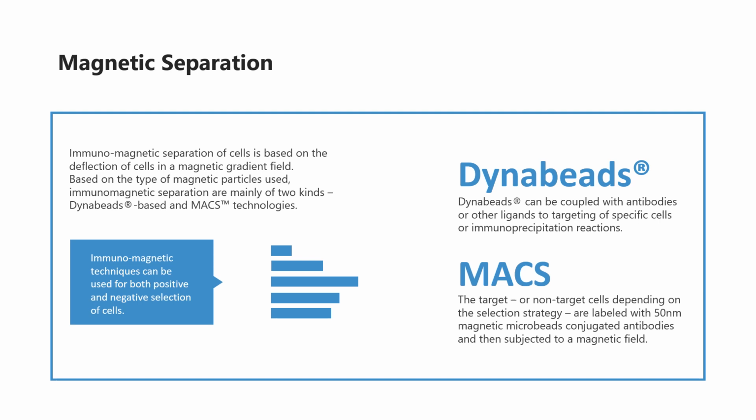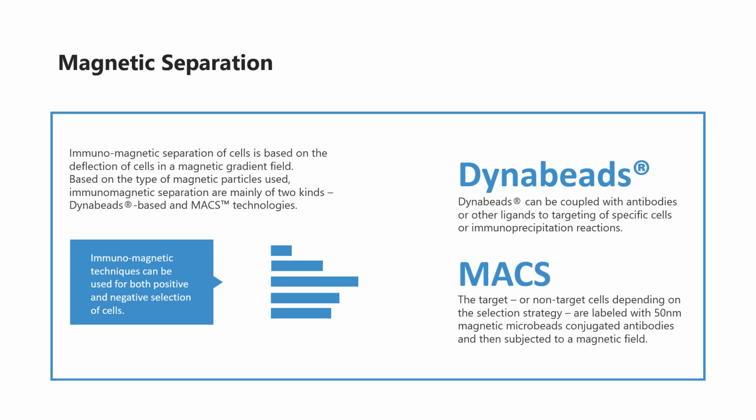Immunomagnetic separation of cells is based on the deflection of cells in a magnetic gradient field. Based on the type of magnetic particles used, immunomagnetic separation is mainly of two kinds, Dynabeads-based and MACS technologies. Immunomagnetic techniques can be used for both positive and negative selection of cells. Dynabeads are hollow, spherical superparamagnetic polymer beads available in sizes ranging from 1 to 3 micrometers. These beads exhibit magnetic properties only in a magnetic field and have no residual magnetism once the latter is removed. Dynabeads can be coupled with antibodies or other ligands for targeting of specific cells or immunoprecipitation reactions.